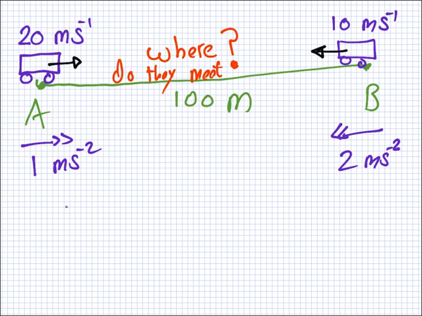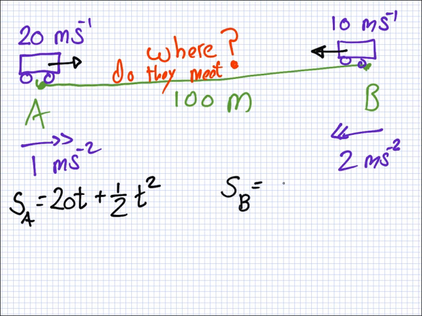So let's look at car A. Tell me, how far has car A travelled? Let's call it SA. That will be UT, yeah? What's the U? 20T plus a half AT squared. Right. How far does car B travel? 10T plus 2T squared. Yeah?